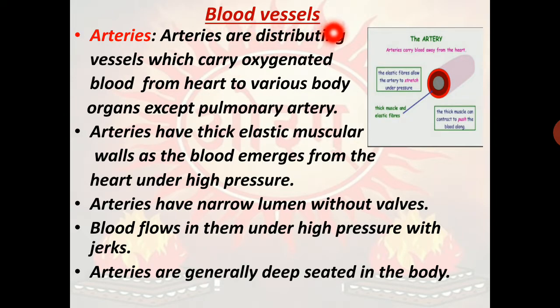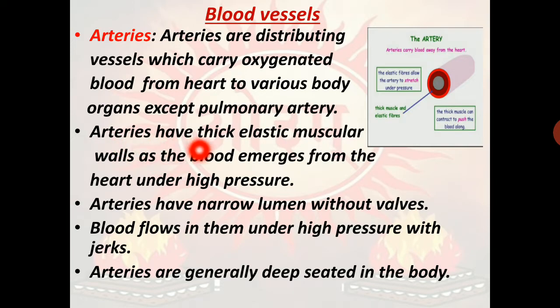There are three types of blood vessels in human body: arteries, veins and capillaries. Let us start with arteries. Arteries are distributing blood vessels which carry oxygenated blood, that is oxygen rich blood, from heart to various body organs except pulmonary artery. Pulmonary artery is the only artery that carries deoxygenated blood, that is carbon dioxide rich blood, from right ventricle of heart to lungs for its oxygenation.